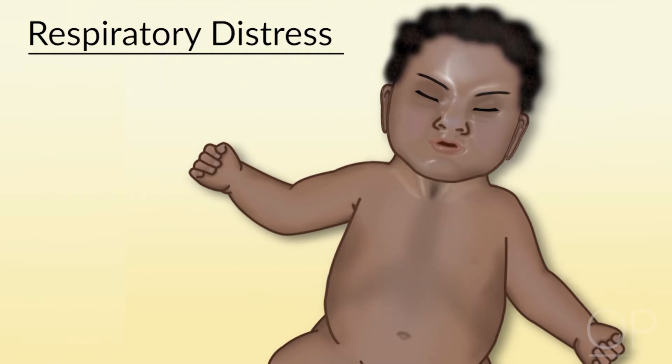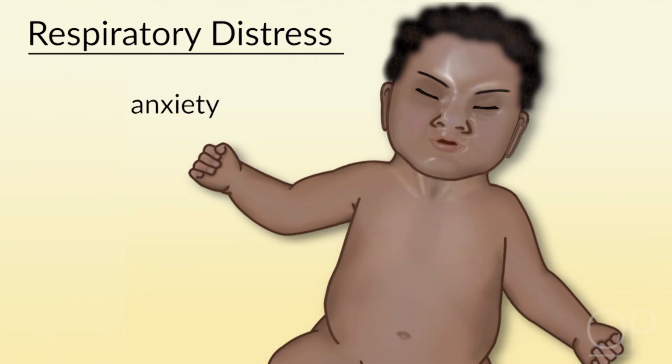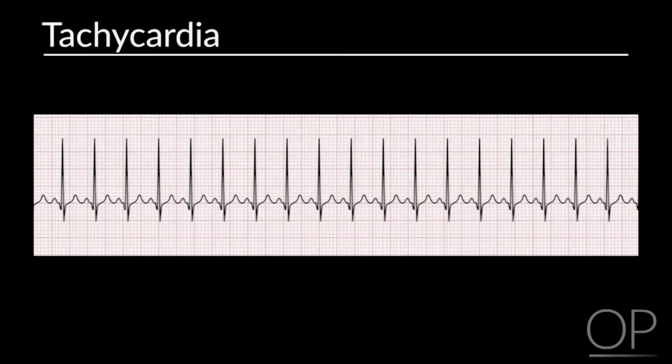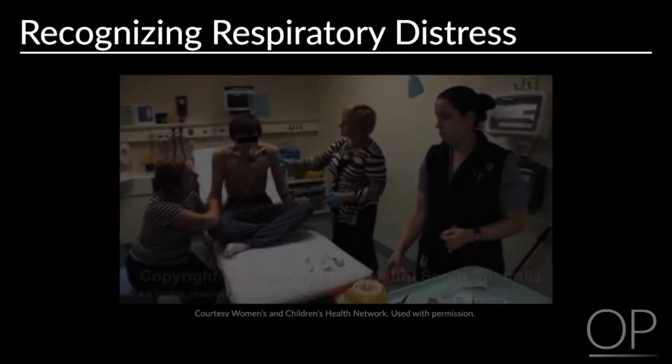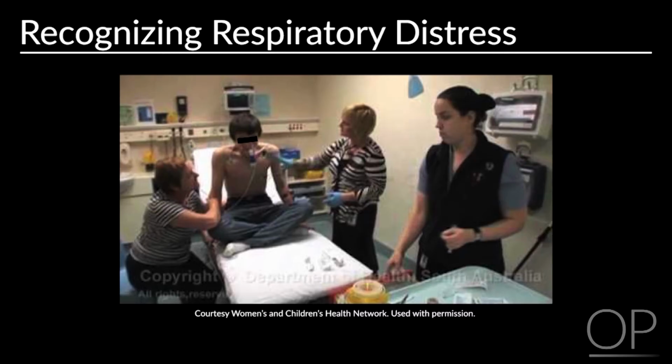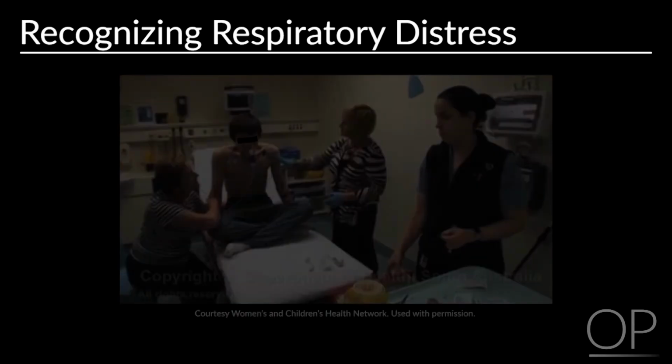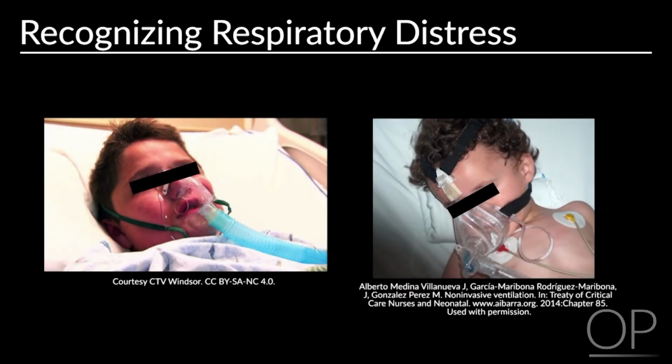Children in respiratory distress typically are anxious. This is an uncomfortable feeling, and with that stress, they oftentimes have tachycardia. These are some examples as well of signs of respiratory distress. The child who wants to sit upright and is unable to lie flat comfortably. The child on the left looks anxious, and the child on the right is demonstrating increased work of breathing.